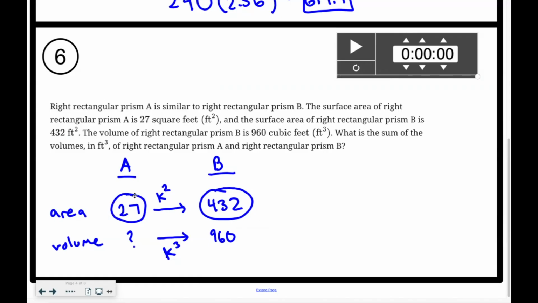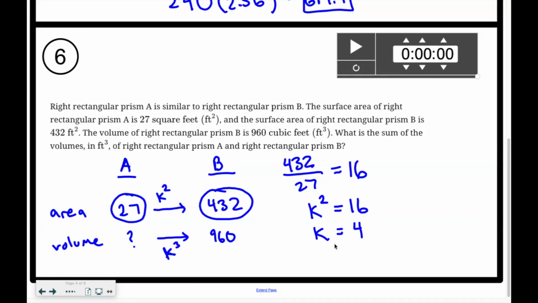Okay, so that's 432 divided by 27 tells me what we multiplied the area of A by to get to the area of B. And that ends up being 16. And whatever the area gets multiplied by, that is the scale factor squared. So k squared is 16, which tells me the scale factor is 4.